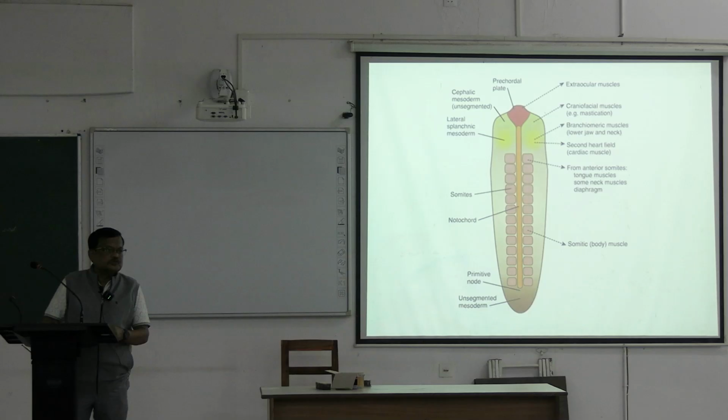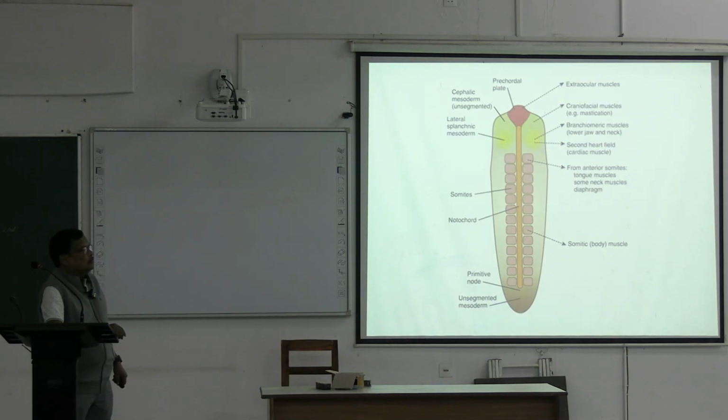Dermatome produces the dermis of the skin, and myotome produces the skeletal muscles of the body, trunk, abdomen, as well as our extremities. And myotome produces the skeletal muscles of our axial structure, that means the thorax and abdomen only. Sclerotome produces the vertebra and the ribs, right?